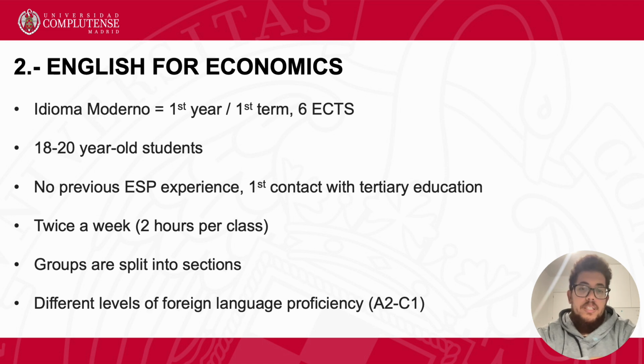The course takes place twice a week. It is a 2-hour class on both days. It's normally alternate days, but it could also be consecutive days like Mondays and Tuesdays. It's important to highlight that even though groups are formed by 40 to 50 students or even 60, in the case of languages, students are split into different sections. One group is normally around 20 students, so that there are fewer in the class and they can practice more, which is good because we have a main problem, which is that students have different levels of foreign language proficiency. This is normally from level A2 to level C1.